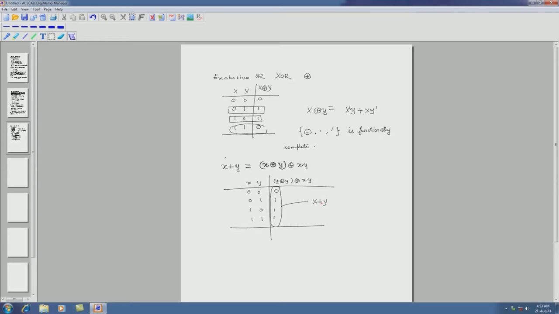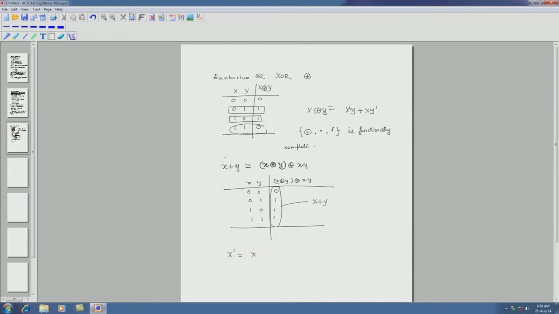Therefore, we see that by combining XOR and complementation, we can generate OR, and since OR and complementation is functionally complete, XOR and complementation is also functionally complete.